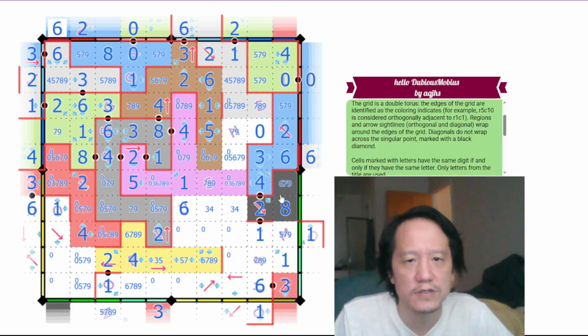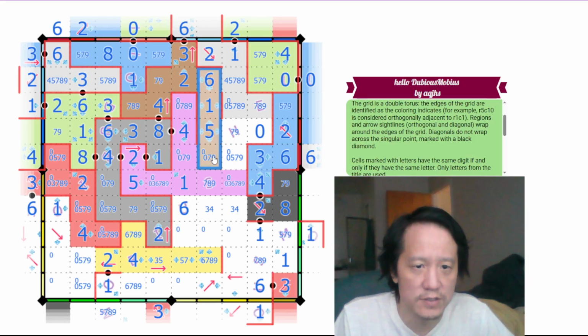So this is 6, 2, and we have a 5, 7, 9 triplet now. That means this can't be 6 here because of the 6 in the column. This can't be 6 and this can't be 6. Because of the 5, 6 in the brown region, this can't be 5 or 6.